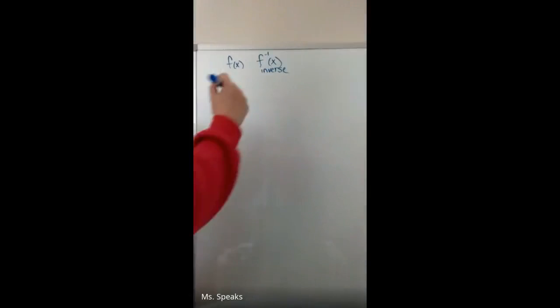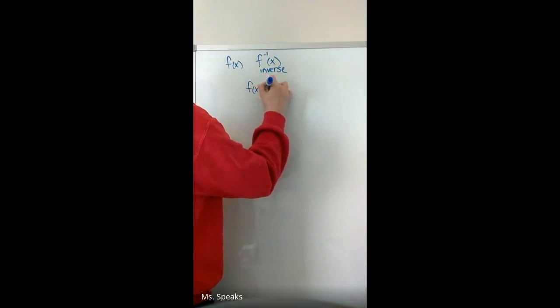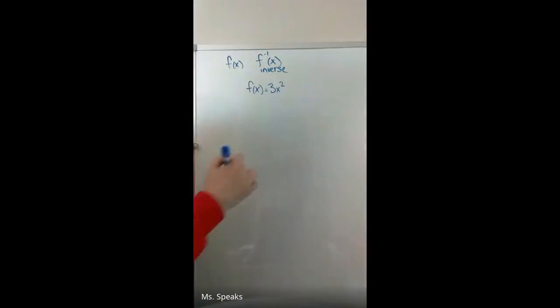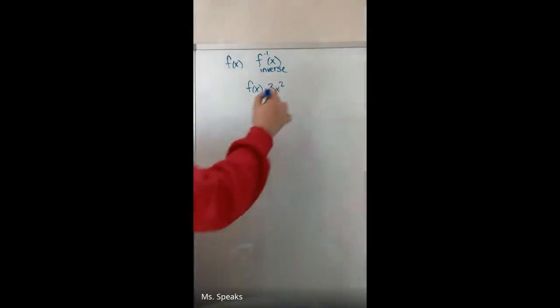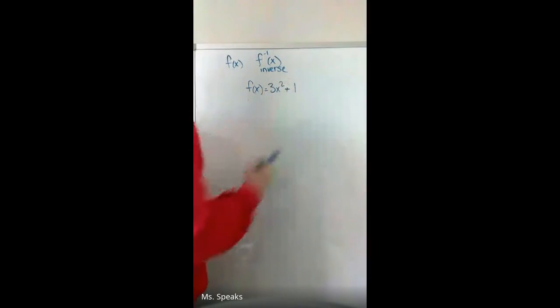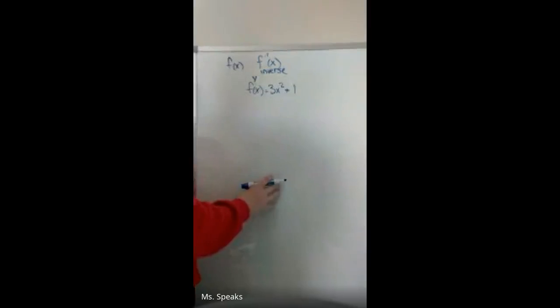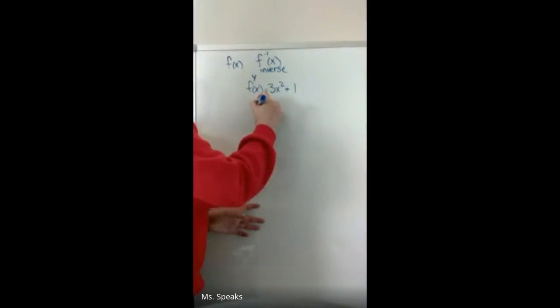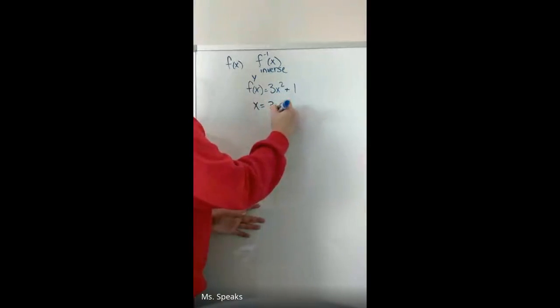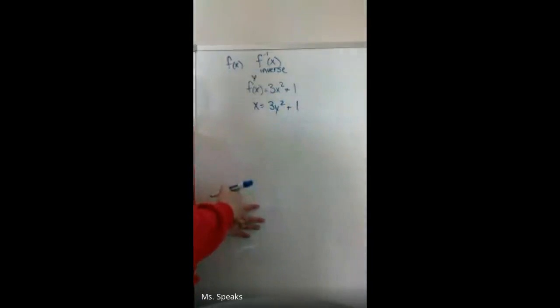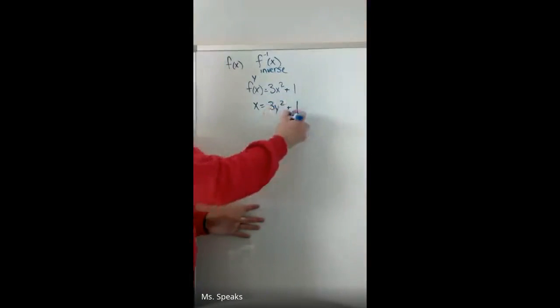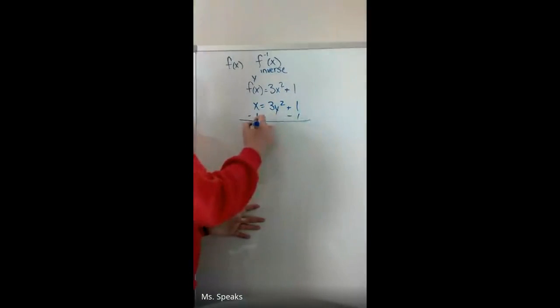All right, so that was 68, and then I'm going to do 71. Again, f of x is y, and I am switching x and y. So I have x equals 3y squared plus 1, and I'm solving for y. So I'm going to subtract 1. x minus 1 equals 3y squared. I'm going to divide by 3. And we're going to leave this like that.